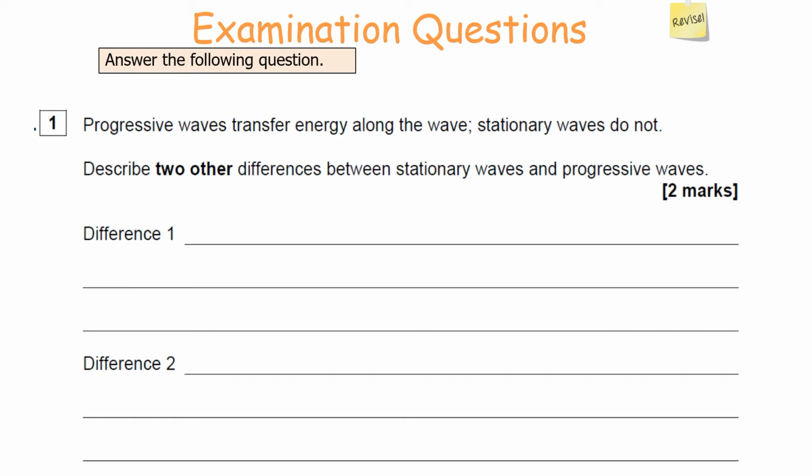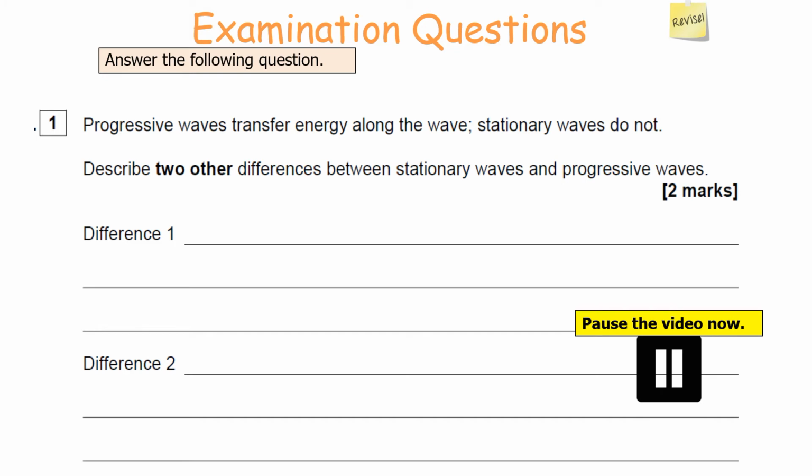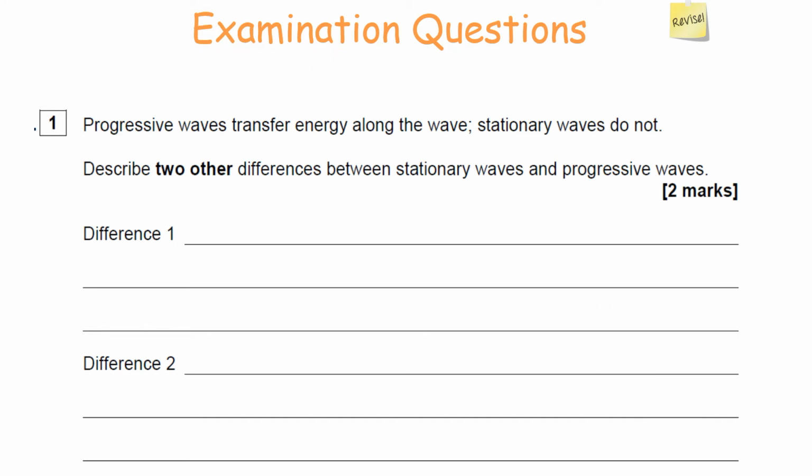A progressive wave transfers energy along the wave, but stationary waves do not. So describe two other differences between stationary waves and progressive waves. So pause the video now, then unpause the video when you want to go through your answer. Right, so how can you answer this question?